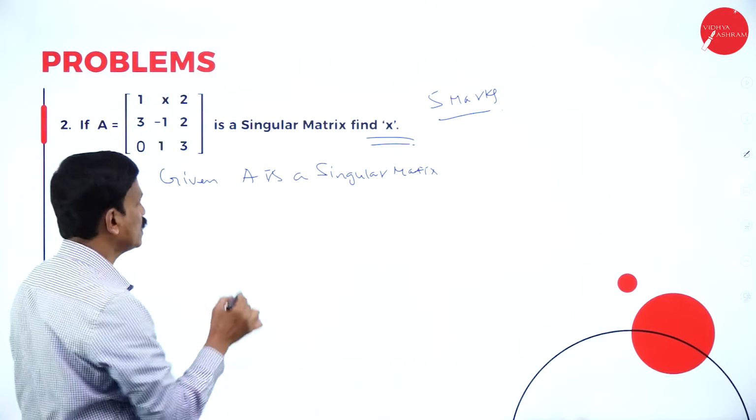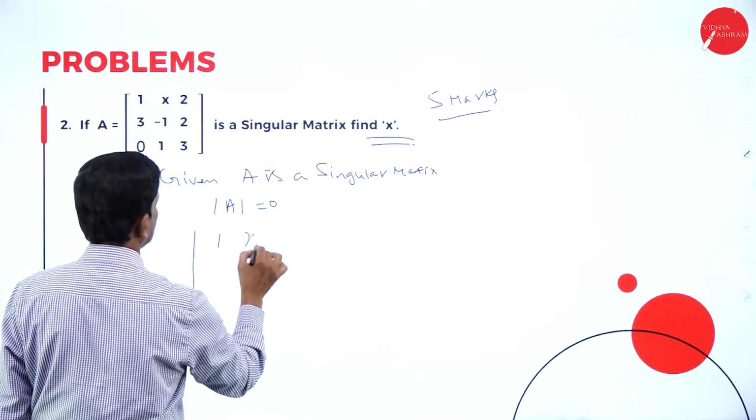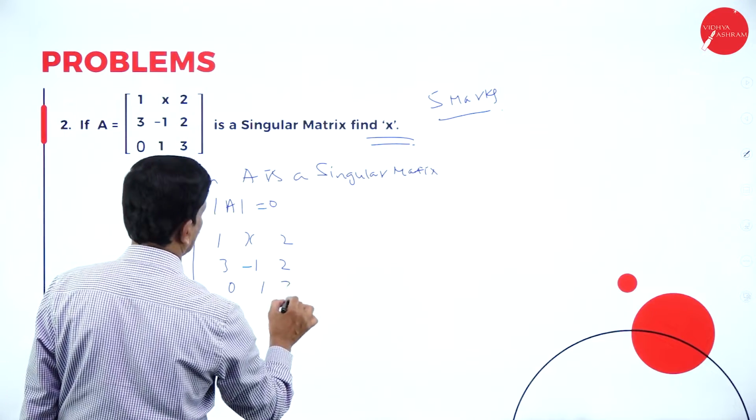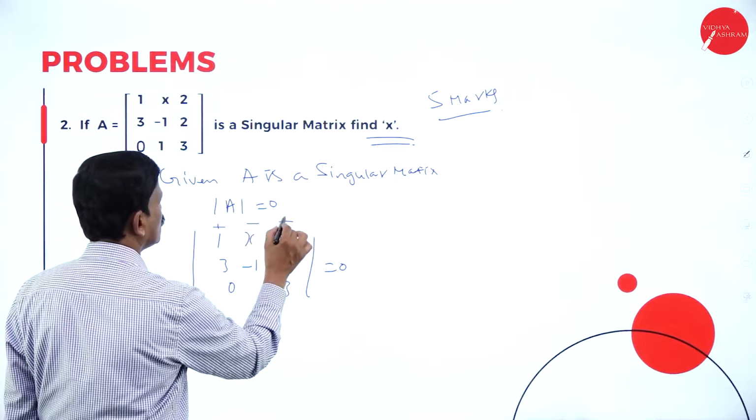A is a singular matrix means determinant of A is equal to 0. That is, determinant of this matrix, 1, x, 2, 3, minus 1, 2, 0, 1, 3, is equal to 0. Expand with respect to first row, plus, minus and plus.